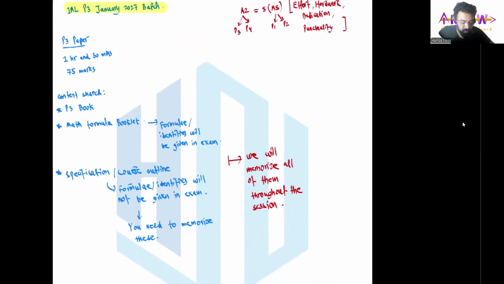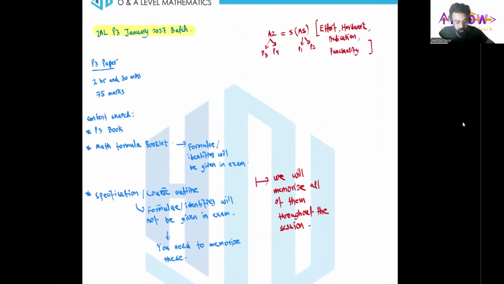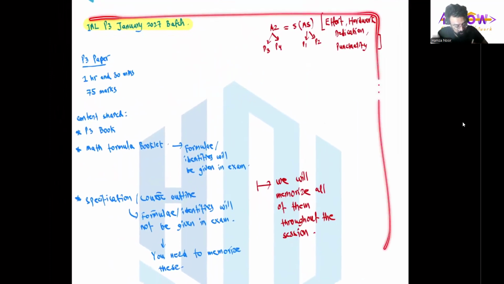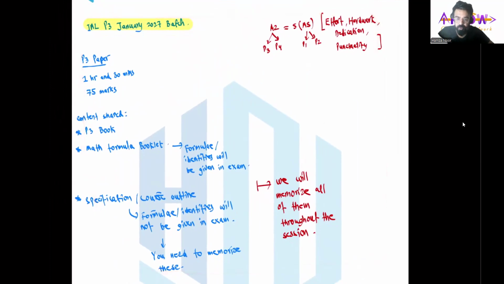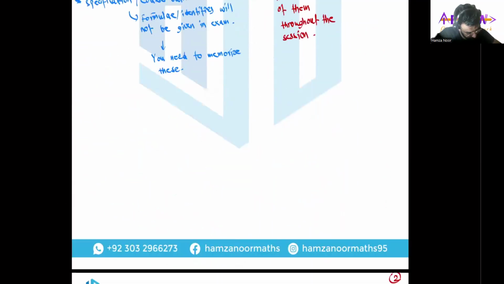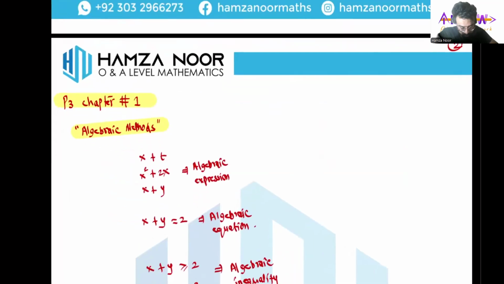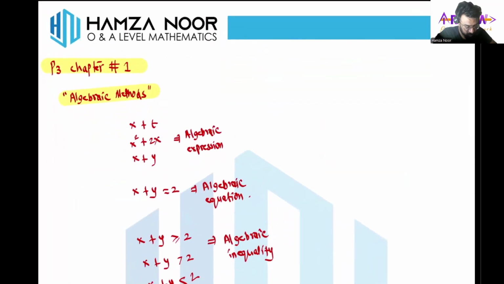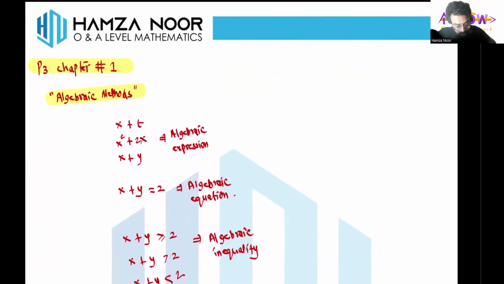So these are the first very basic things which you need to understand. I hope you have covered this much page. So now let's move on. First of all, we are going to straight away start from the first chapter of P3, which is algebraic methods. Okay, so just mention the heading P3 chapter number 1, algebraic methods. All right, we are going to talk about some basic things which we have studied in P1 and P2, and then we are going to move on.